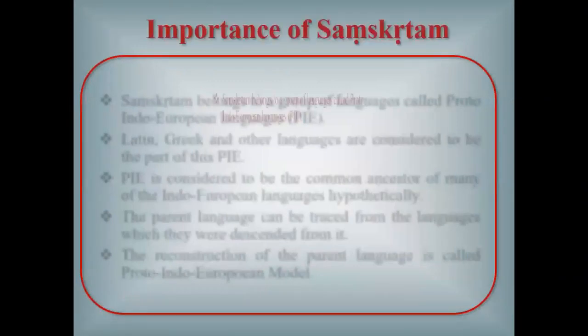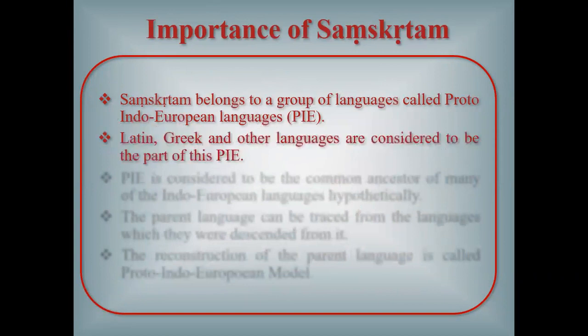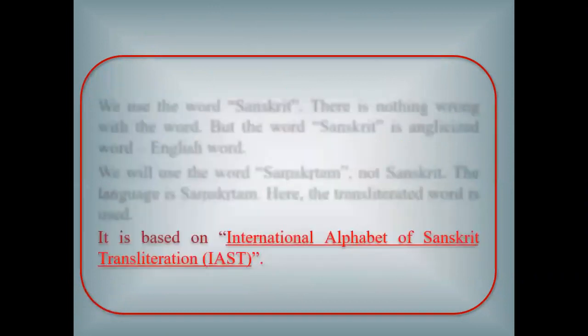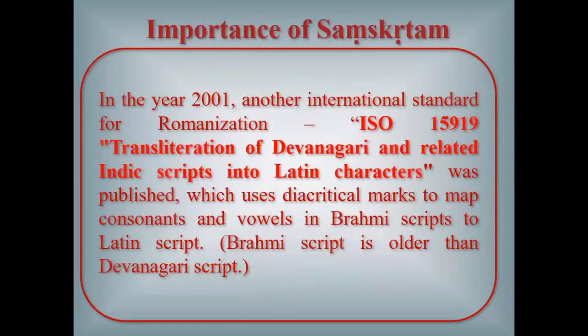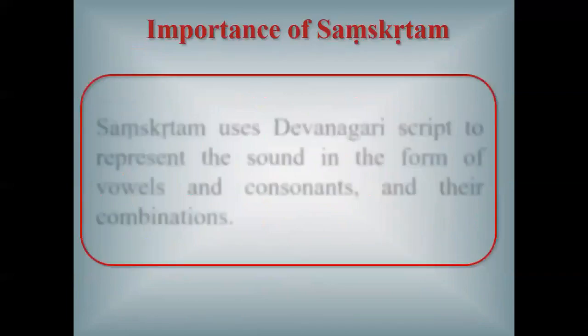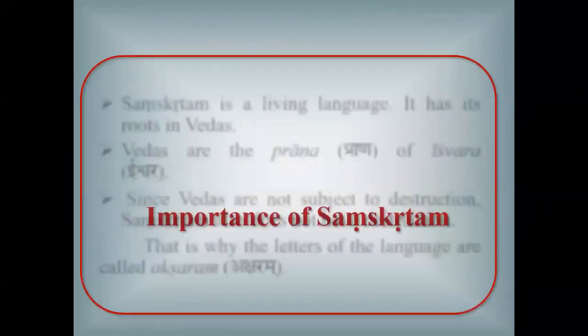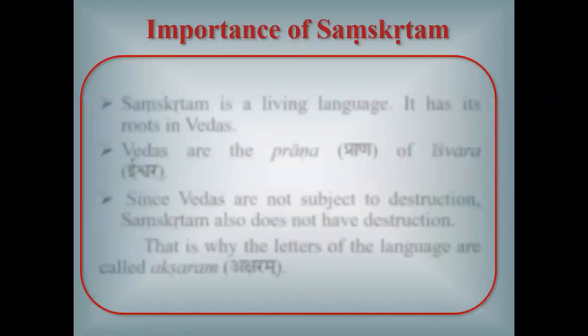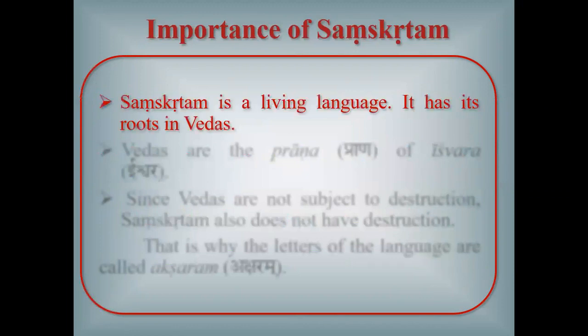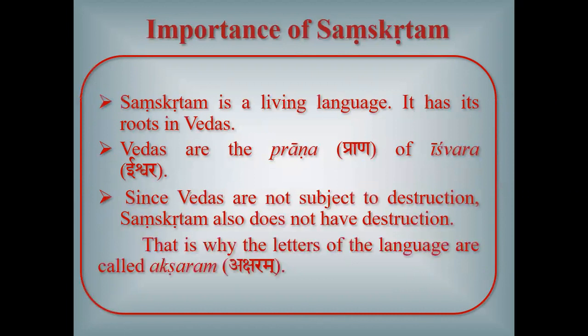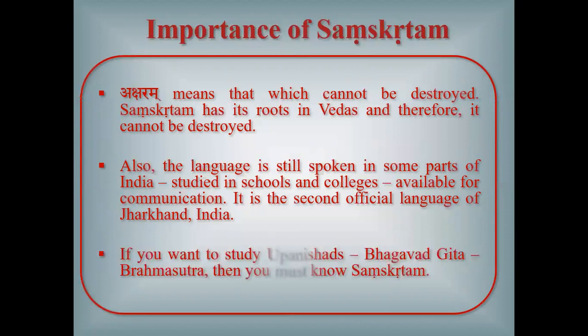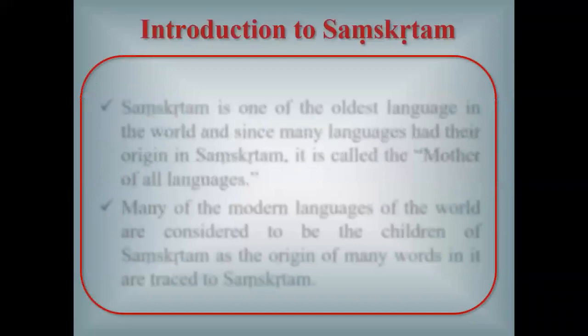In the last class, we saw a brief introduction to Saṃskṛtam, and we saw the word. The word is Saṃskṛtam, not Sanskrit. The word Saṃskṛtam is derived from the words sam and kritam. It is derived from the verbal root kru with the prefix sam, and a suffix is added to the verbal root kru. Sam plus kru plus the suffix gives the word Saṃskṛtam. Saṃskṛtam means it is well formed, well formulated, well structured. So that is the meaning of the word Saṃskṛtam.